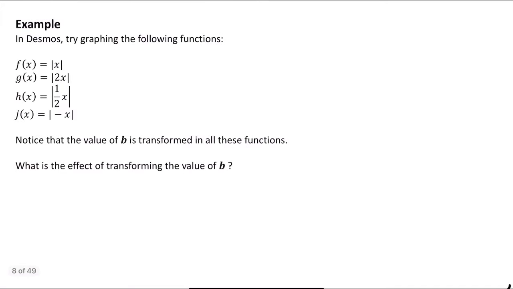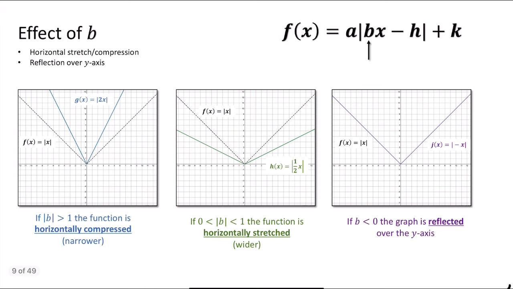So now let's try graphing these functions in Desmos. Let's graph the absolute value of x, the parent function, and then the absolute value of 2x, the absolute value of 1/2 x, and the absolute value of negative x. Notice that in all these functions, I'm transforming the value of b. So what we're going to figure out is what happens when we transform b in our functions. So here I have screenshots of all my graphs in Desmos.